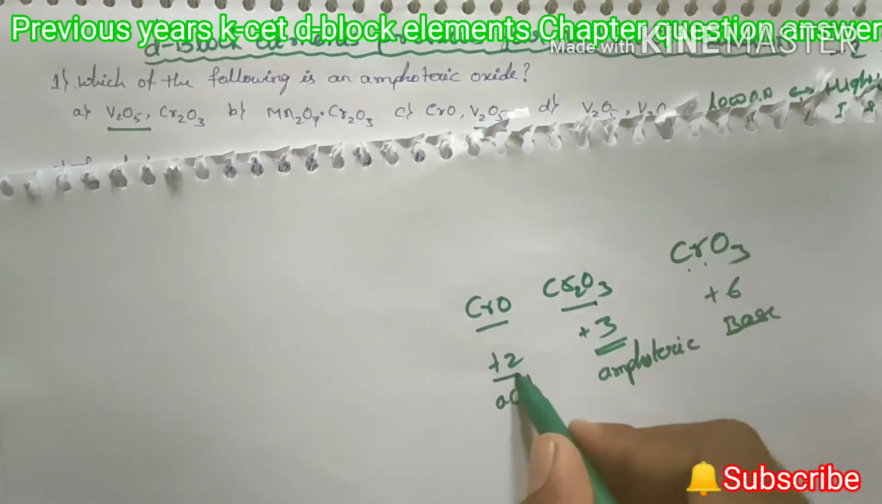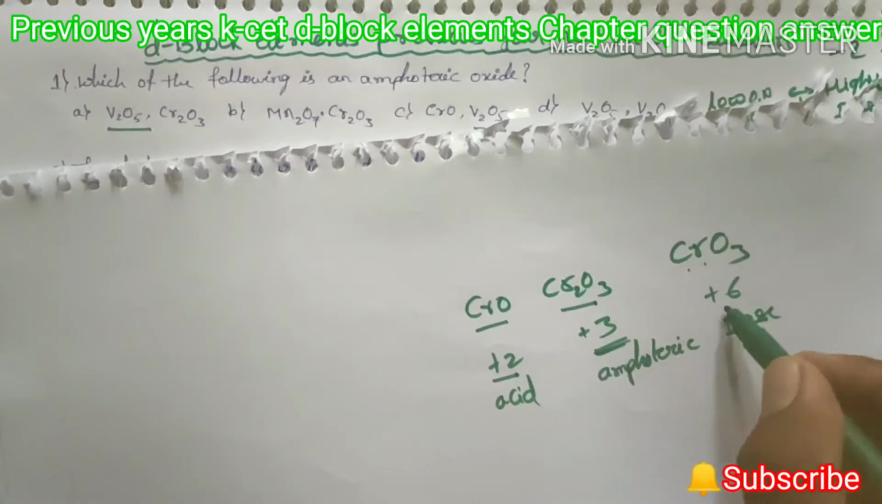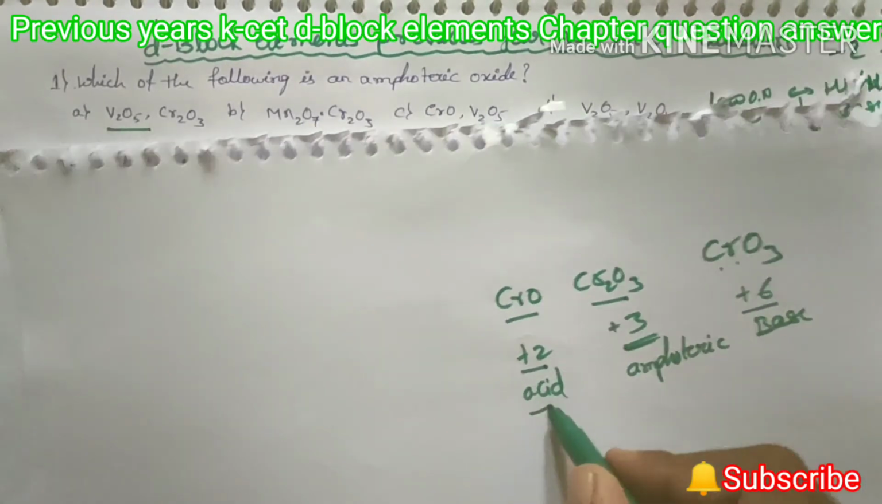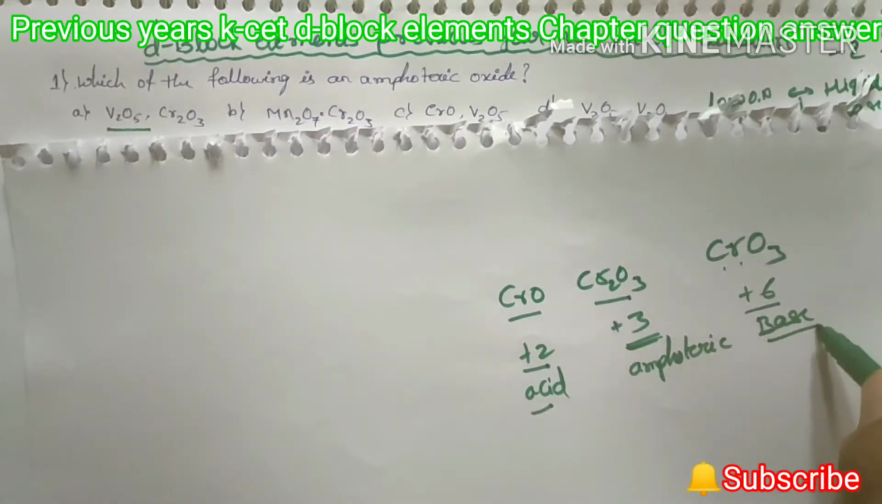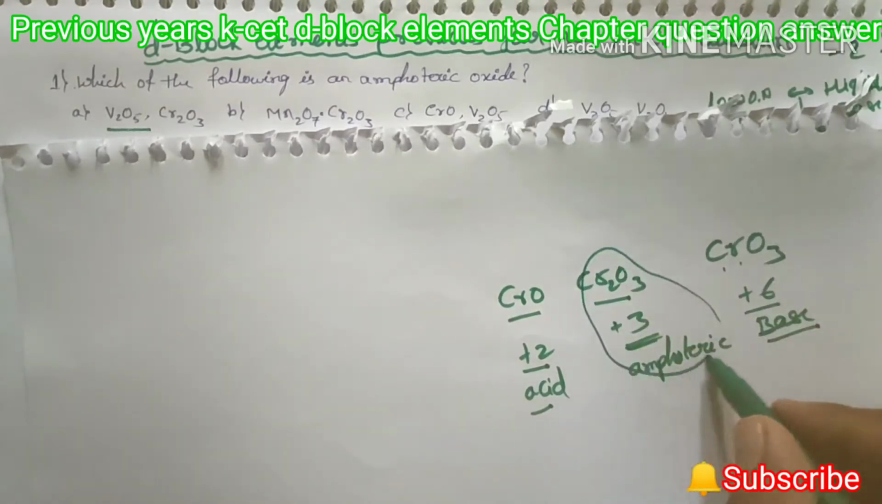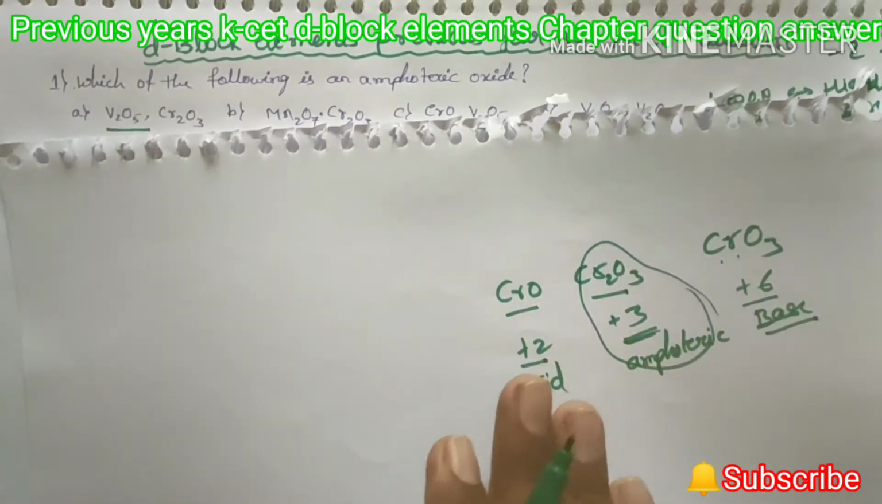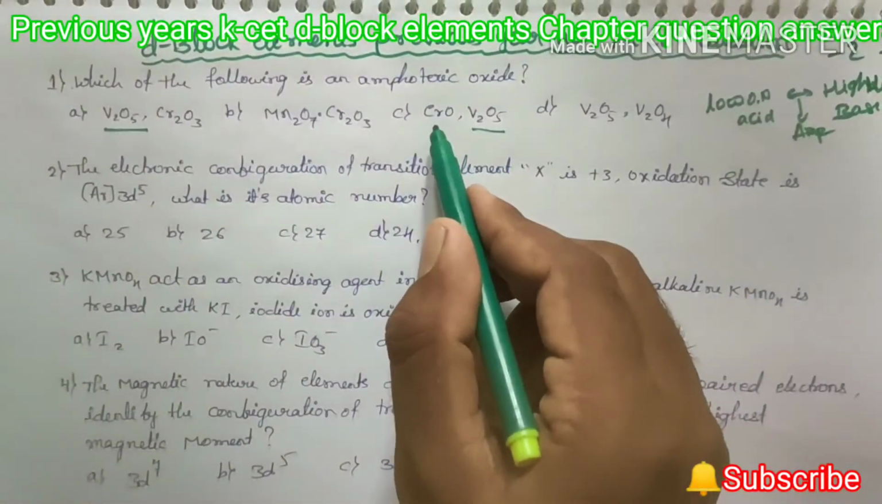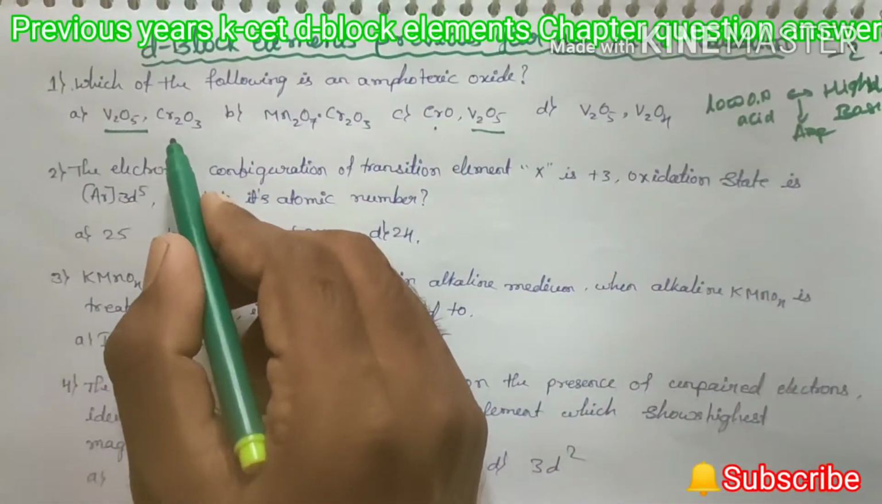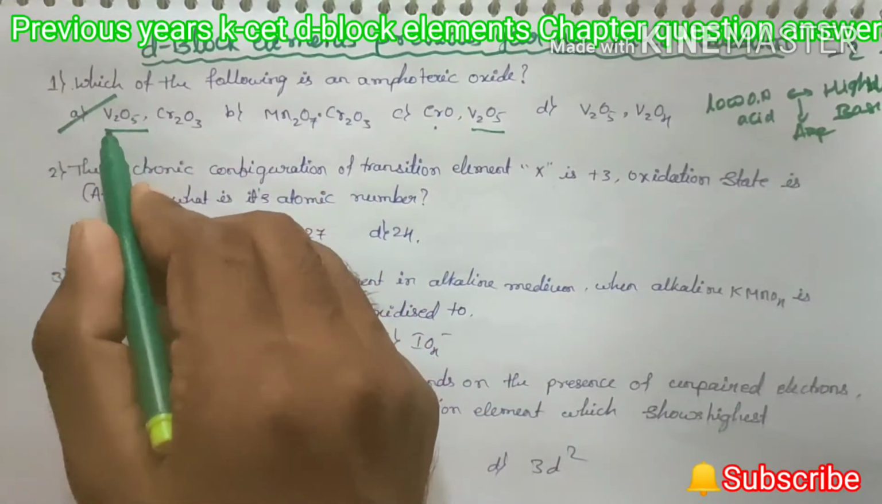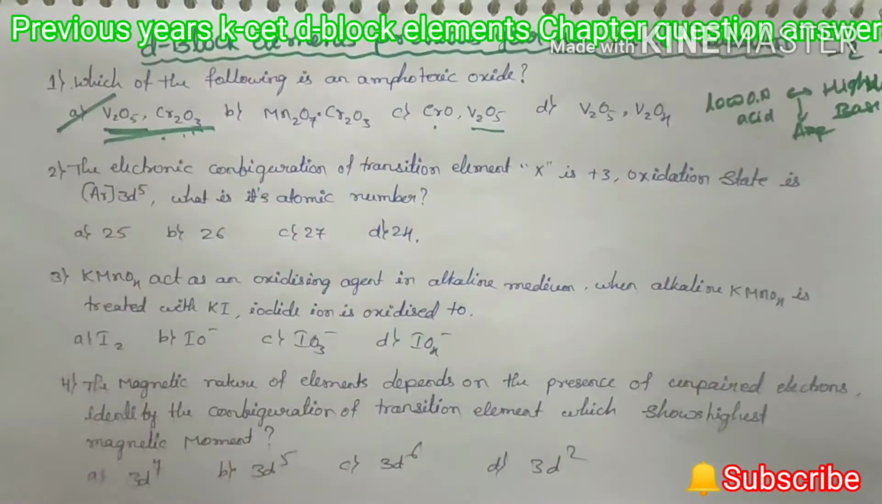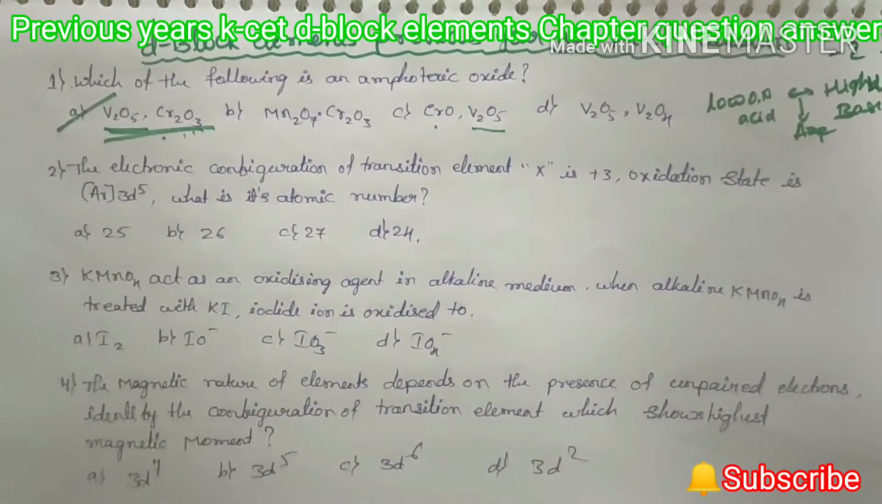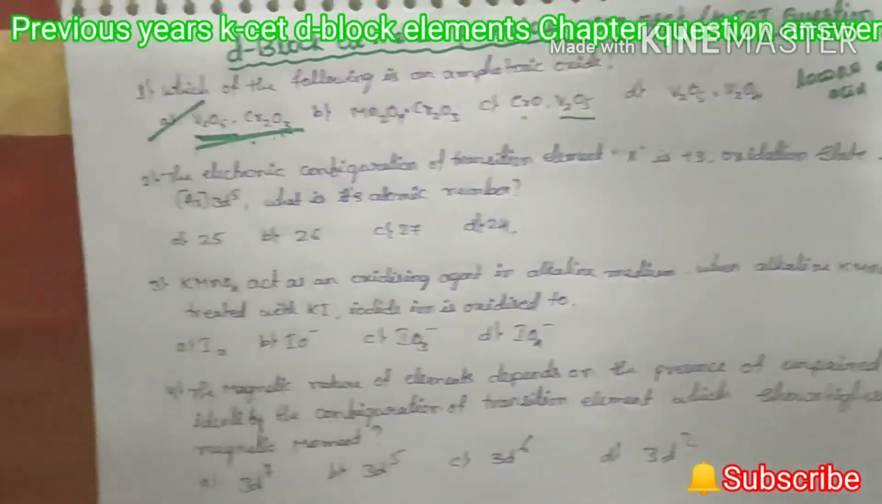Here the oxidation numbers are +2, +3, and +6. The lower oxidation number acts as acid and the higher oxidation number acts as base, but in between is called amphoteric. This is what I discussed in your video class only. CrO has the lower oxidation number, Cr2O3 comes in the middle, therefore these two act as amphoteric. This is the correct answer, dear student. This question is from 2018, I think. Okay, similarly, go for the next question.